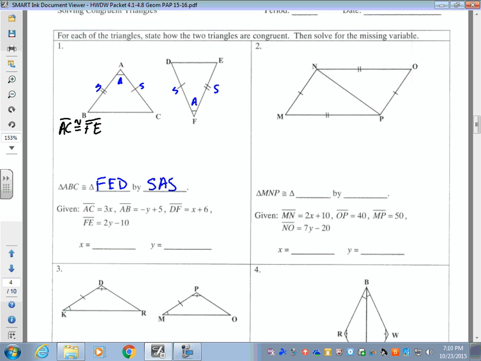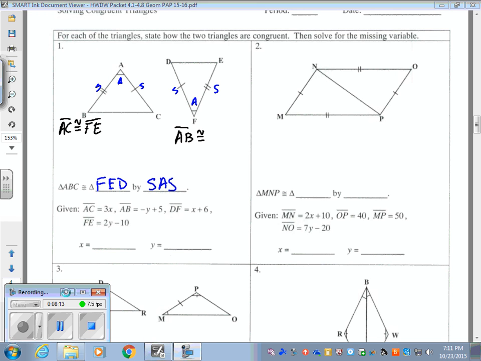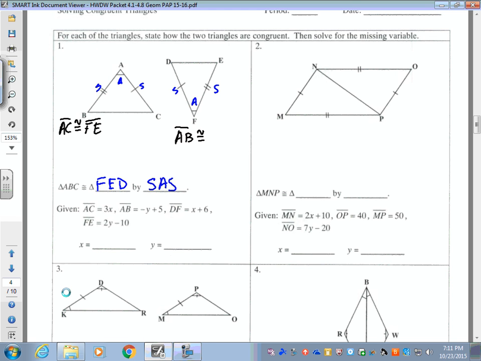And also, I have AB is congruent, because the third side is going to also be congruent to, did I write that wrong? Sorry, I wrote that wrong. AC is congruent, that's not the 2 tick marks. AC is 1 tick mark, is congruent to DF. AB is the 2 tick marks, and it's congruent to FE. Sorry about that. Alright, so now we know which parts go together.